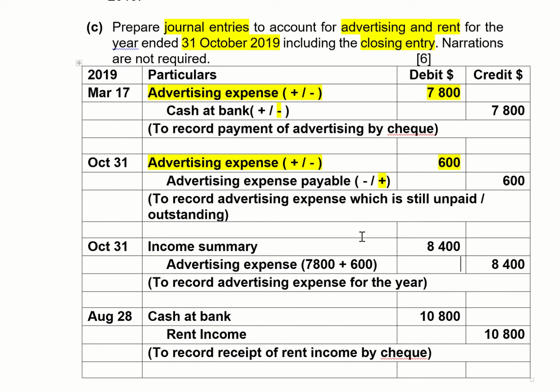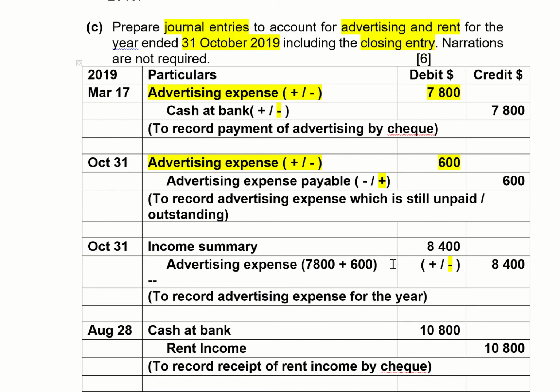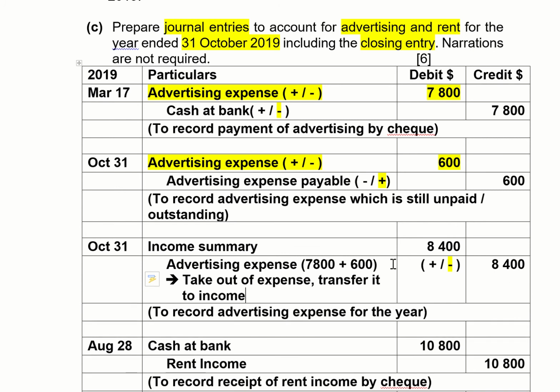Now, what's going to happen is that advertising expense, you are going to record it as a minus. Why? Because you take out of advertising expense and you transfer it to the income summary. And that's why you are recording this as a credit rather than a debit, which is more normal. So you take out from the advertising expense, you credit advertising expense, and you transfer it to the income summary, and that's why you debit income summary. So we are done for advertising.